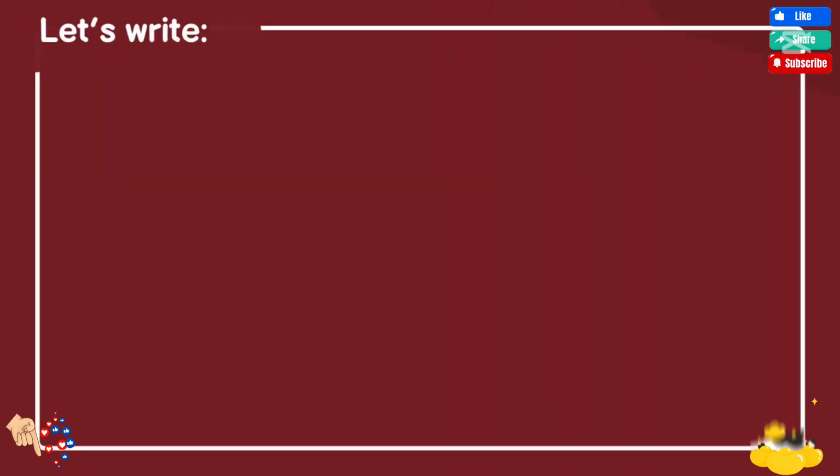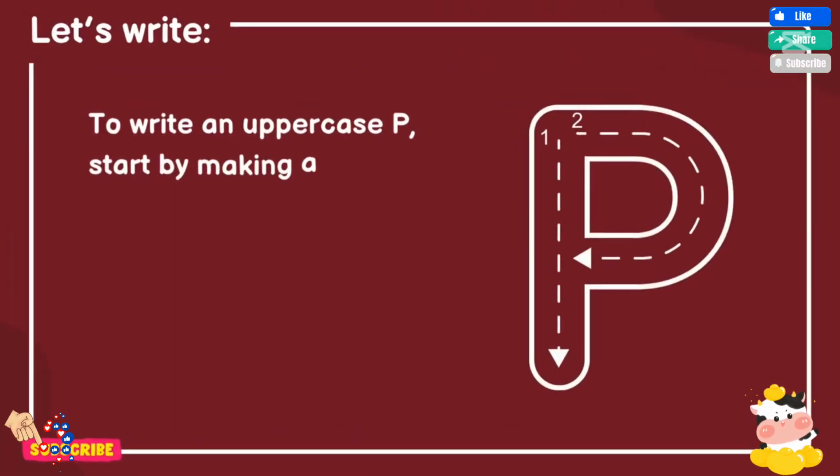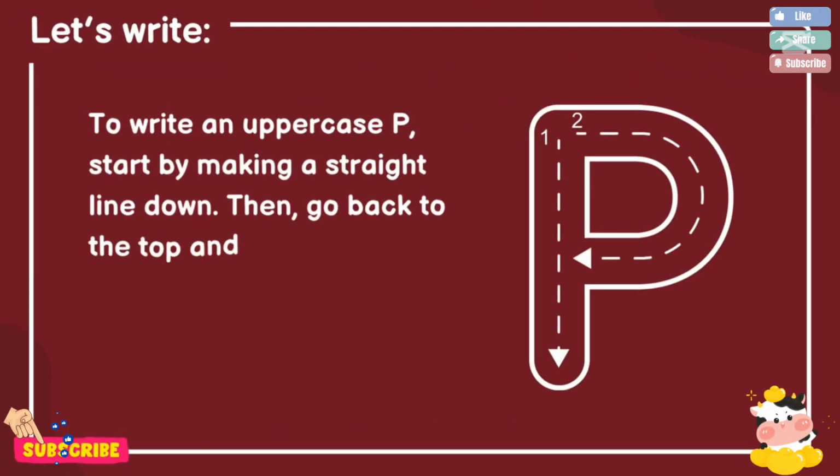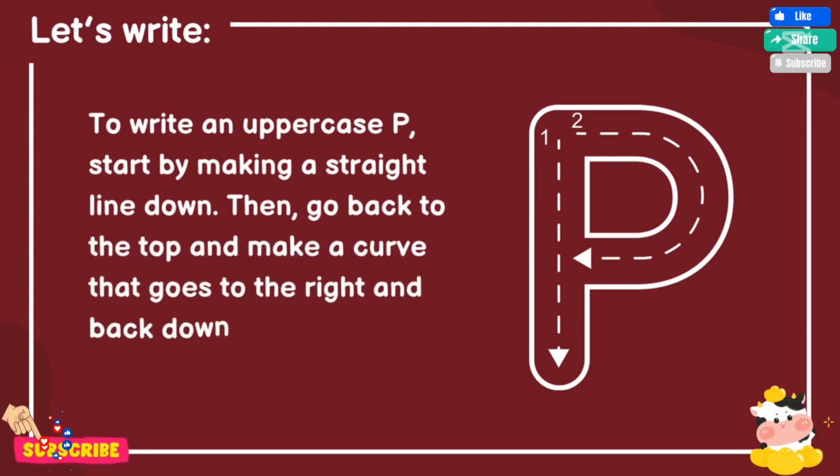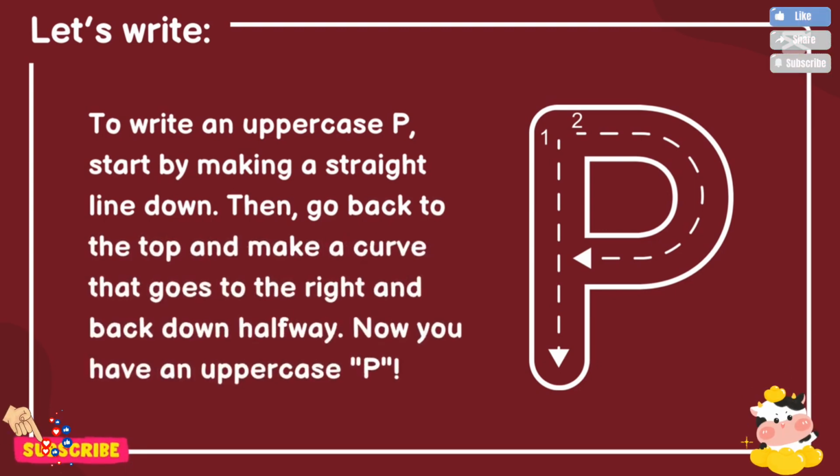To write an uppercase P, start by making a straight line down. Then, go back to the top and make a curve that goes to the right and back down halfway. Now you have an uppercase P.